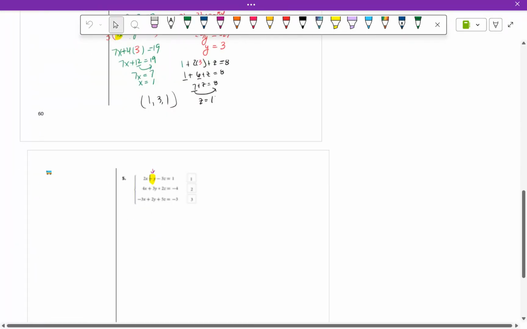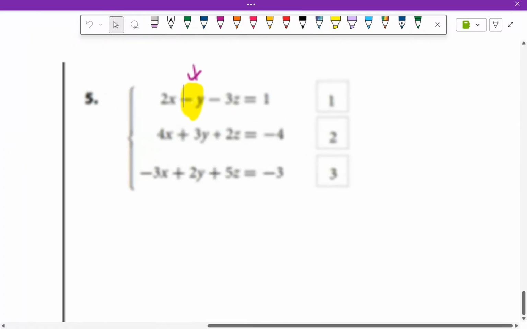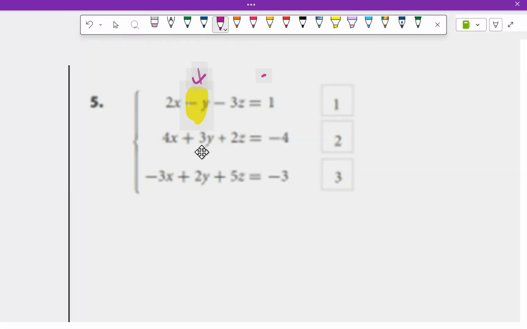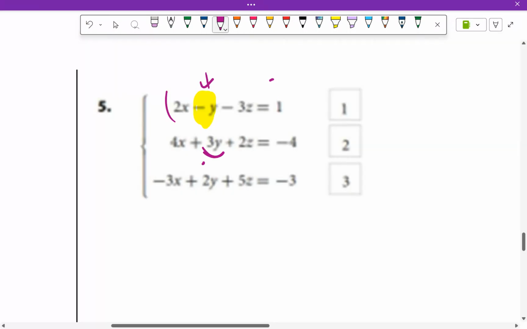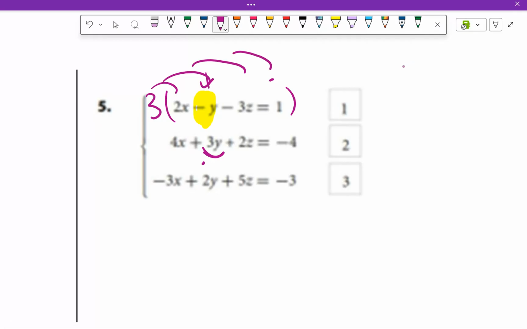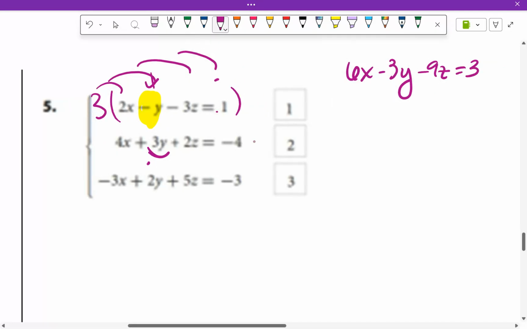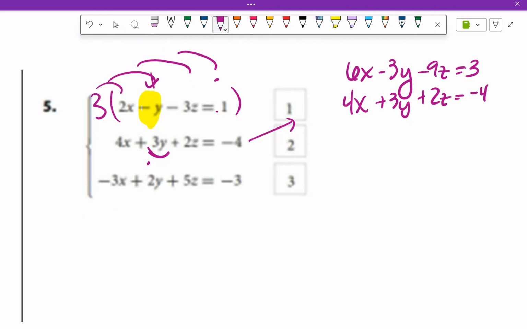Here it is. Okay. I'm going to multiply the first one by, I want to match it with this one here, so I'm going to multiply it by a 3. I'm going to distribute that 3 all the way through. So that's going to be 3 times 2x is 6x, 3 times -y is -3y, and 3 times -3z is -9z. I also have to do 3 times 1, which is 3. And then this second equation, I'm just going to simply copy down. So 4x plus 3y plus 2z equals -4.